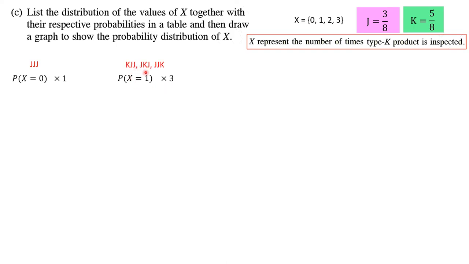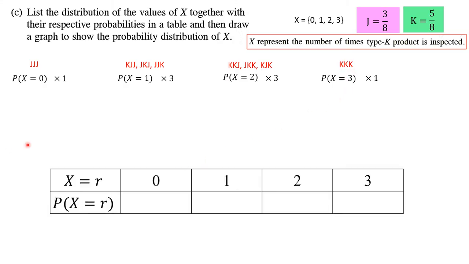For the case X equal to 1, there are 3 types of outcomes: KJJ, JKJ, JJK. X equal to 1 means K occurs once. For the case X equal to 2, the outcomes are KKJ, JKK, KJK. There are 3 types of outcomes, so multiply by 3. For the case X equal to 3, only one outcome, KKK. After this, we need to construct a table and fill in the table. Before this, we need to calculate the probability for each of these cases.